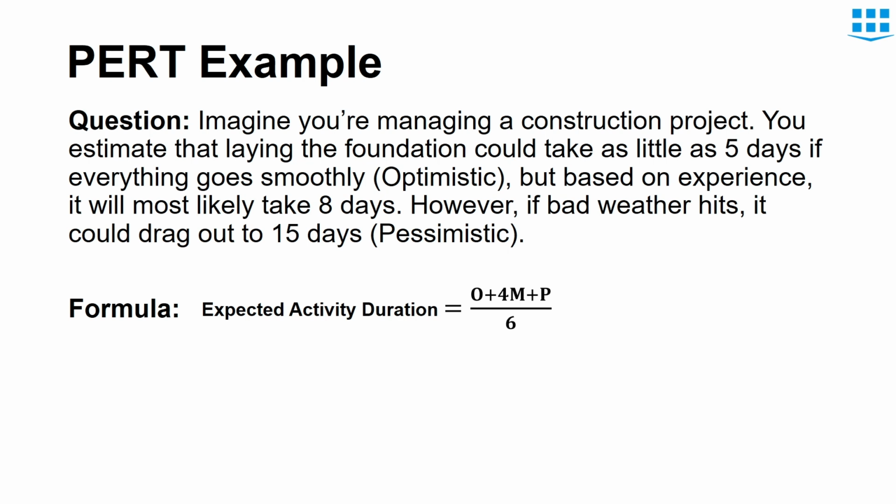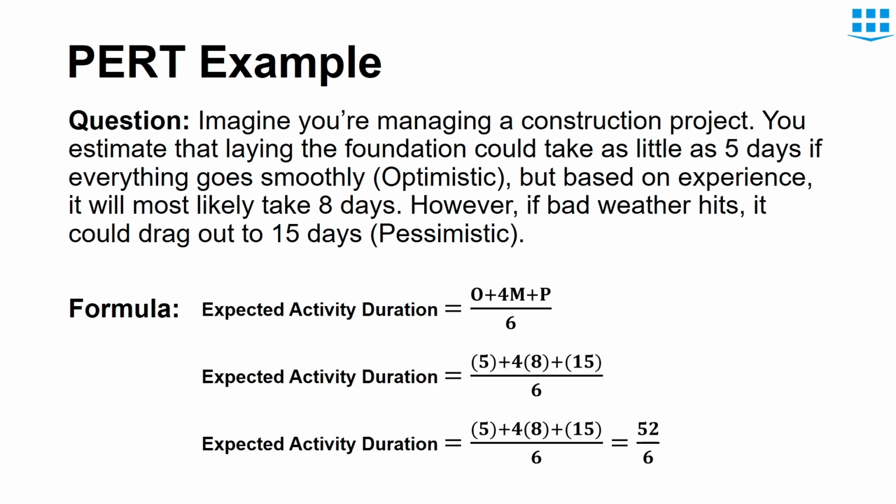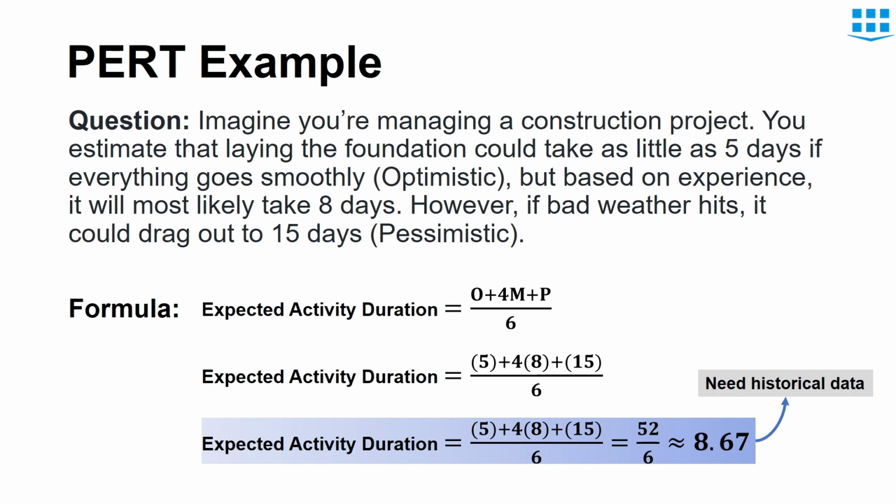Here, to calculate expected activity duration, we have a PERT formula. We will simply put the values in the formula, so the answer would become 8.67 days. Here you could see that the question mentioned that it is based on the experience that the most likely term would take 8 days. This shows that the project needs historical data to calculate accurate results and make our planning better. Now, as we mentioned in the PERT example, PERT basically deals with the uncertainty in the project.